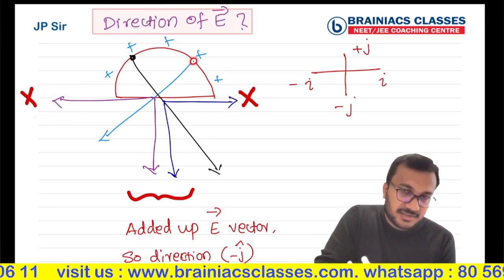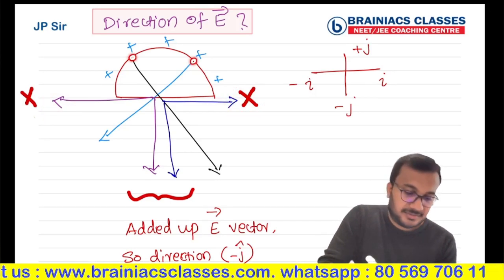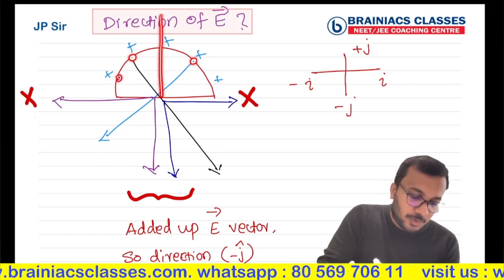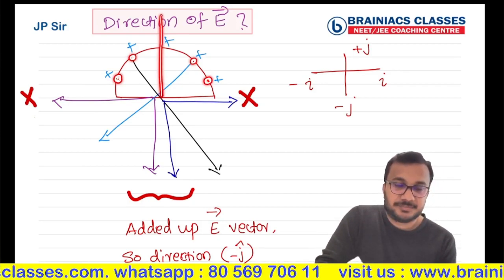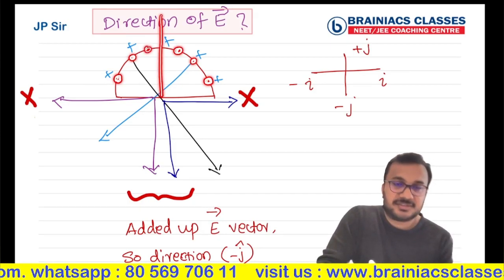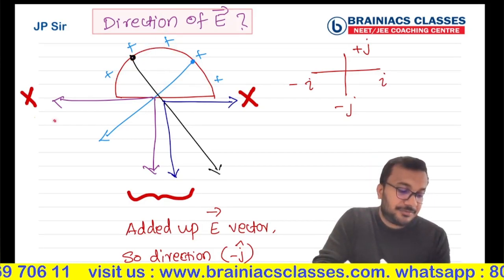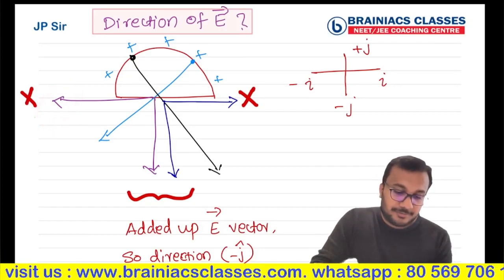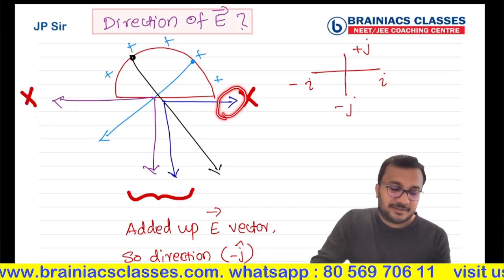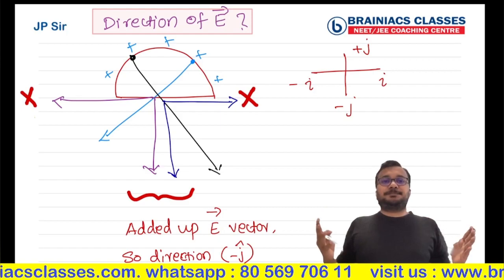Suppose if you take one charge here, a similar charge on the other side, in the center. If you take one charge here, you take another charge here. So it is like a symmetrical structure. So you have a left side electric field and a right side electric field. Definitely these two will cancel each other.